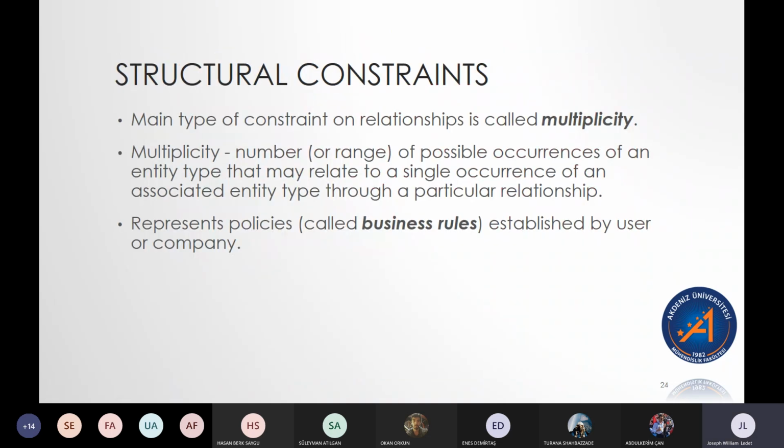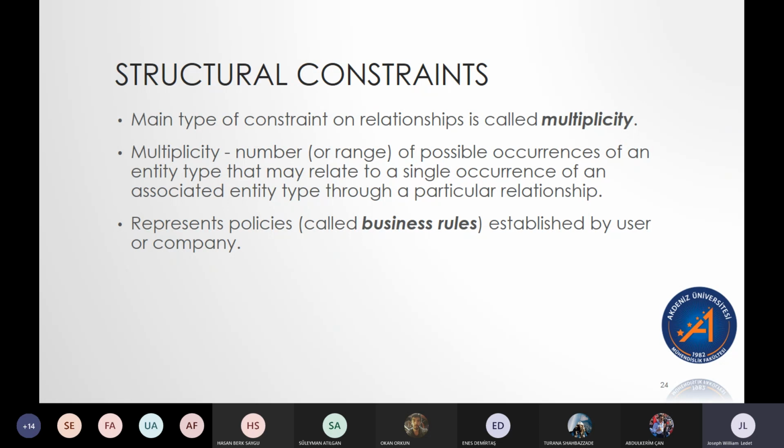We do want to talk a little bit about what's called structural constraints, multiplicity, and we will also talk about cardinality and, I can't remember the other word on the other side of cardinality. Anyway, we'll get to it. All right, we will talk about multiplicity.